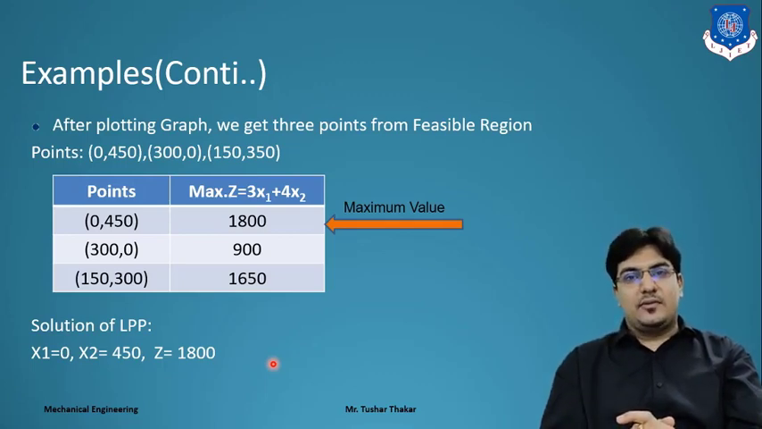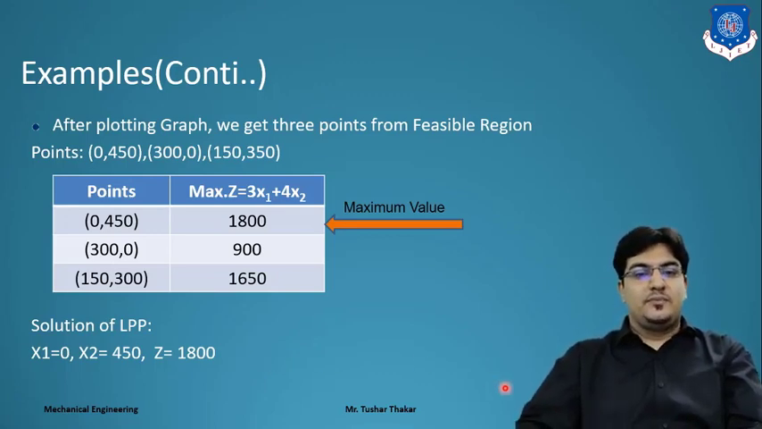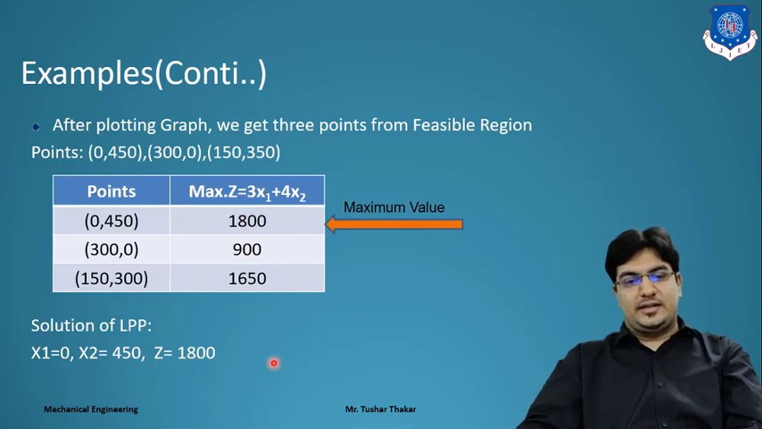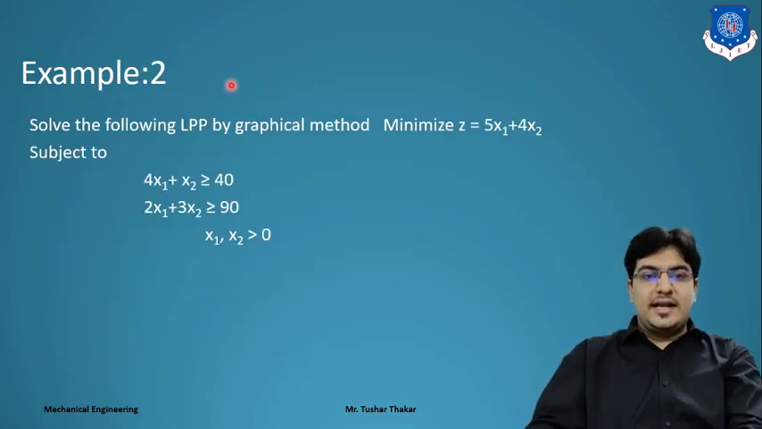And then we find the intersecting values and the feasible region, and then all the values are put into the equation, maximum z or minimum z, and we can find different values over here. Clear? So we get 1800 over here, meaning x1 is equal to 0, x2 is equal to 450, and z is equal to 800. In the next example, we take a minimization problem to clear all the things.